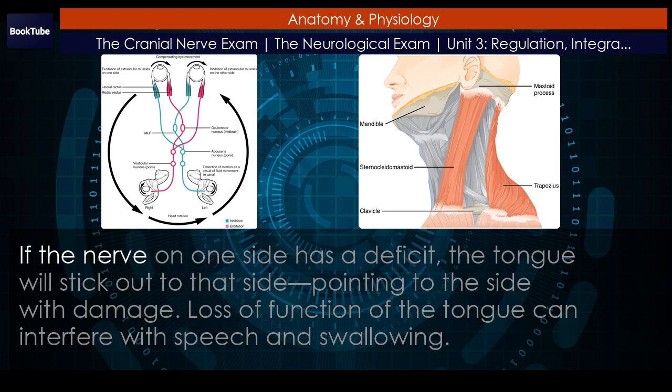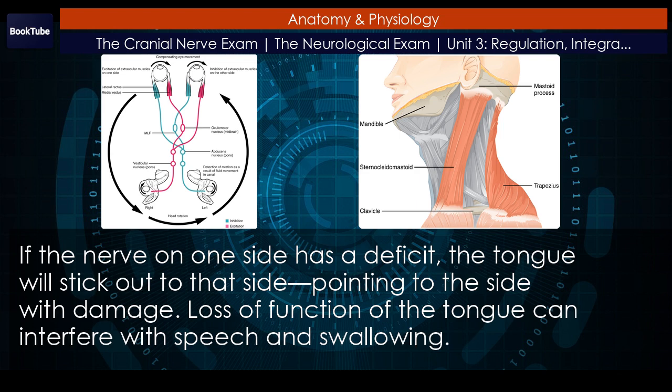If the nerve on one side has a deficit, the tongue will stick out to that side, pointing to the side with damage. Loss of function of the tongue can interfere with speech and swallowing.